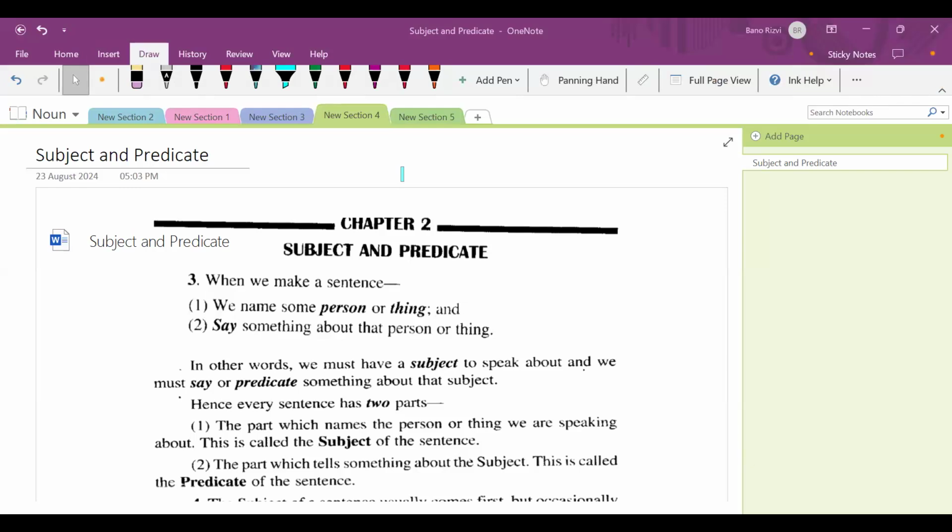Whenever we need a complete sentence, there are two main parts of a sentence: a subject and a predicate. The main person or main thing, it could be an animal, person or thing that we are talking about, is the subject. And what we are saying about it is the predicate.